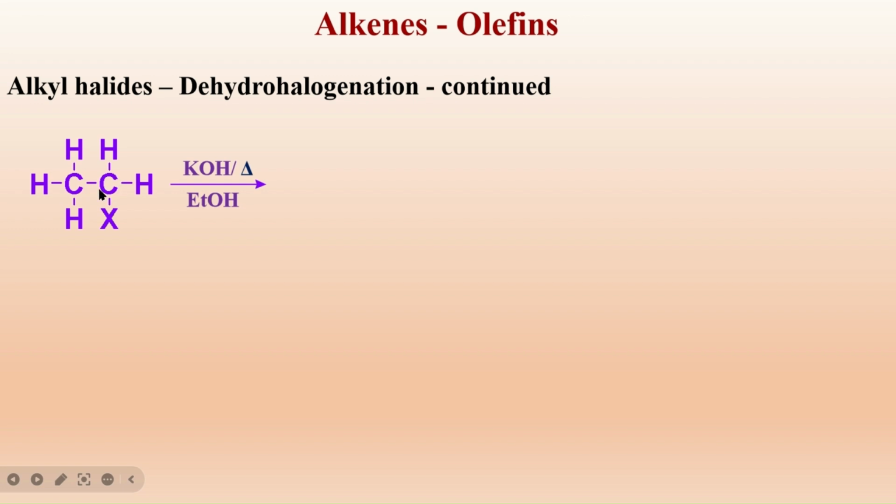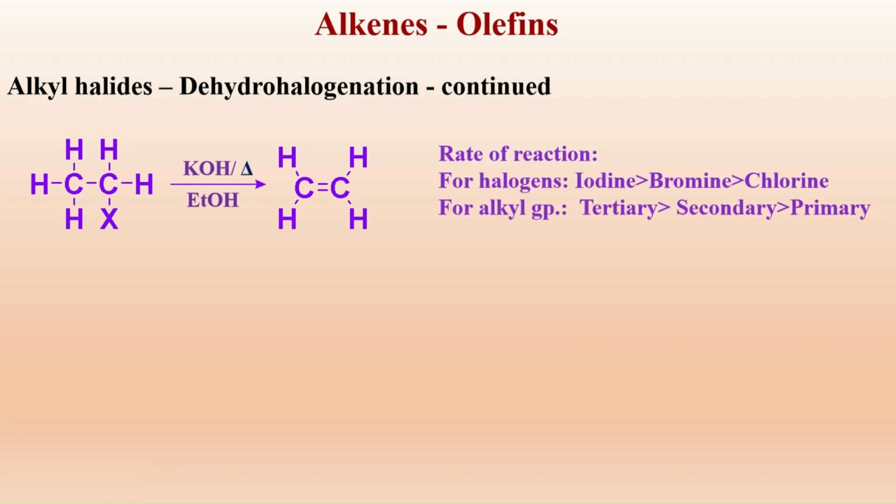Already this carbon has four atoms attached to it, and if one more bond is formed, it becomes unstable. That's why the halogen gets removed along with its electron pair, and I get an alkene. This X minus combines with the potassium K plus and gives rise to potassium halide. If X is chlorine, potassium chloride. If it is bromine, potassium bromide. If it is iodine, potassium iodide.